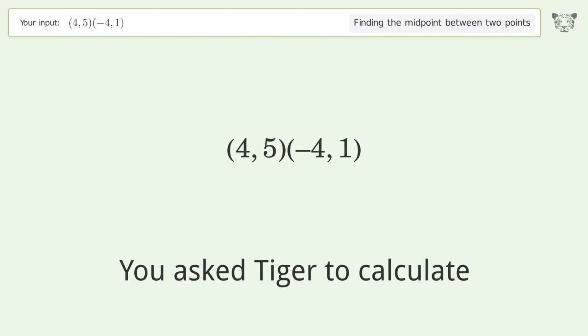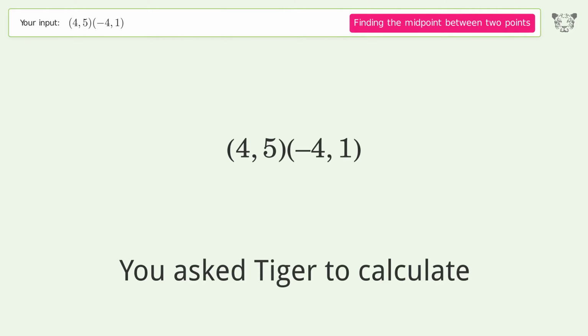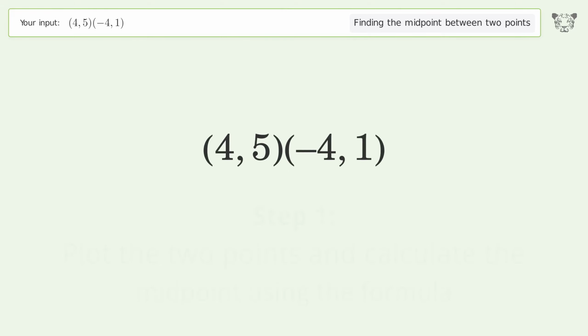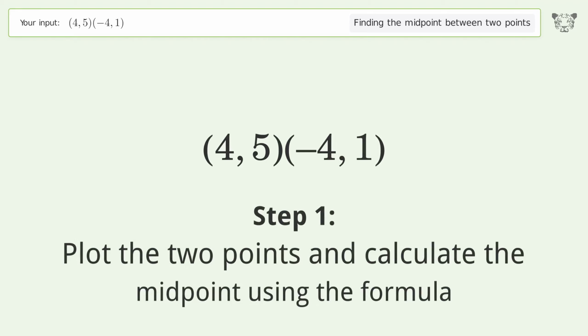You ask Tiger to calculate. This deals with finding the midpoint between 2 points. The midpoint between the 2 points is 0, 3. Let's solve it step by step. Plot the 2 points and calculate the midpoint using the formula.